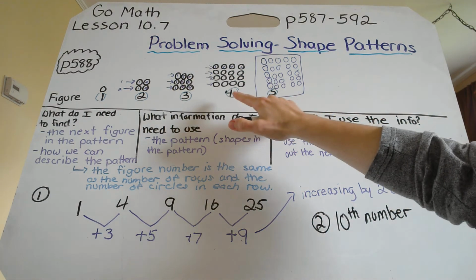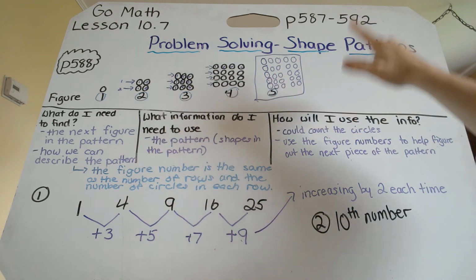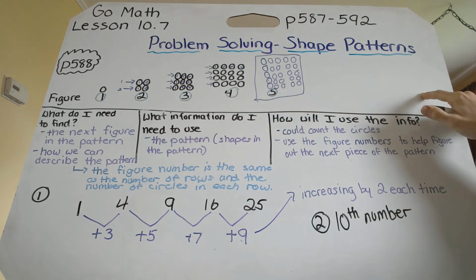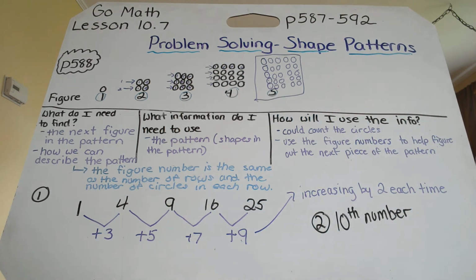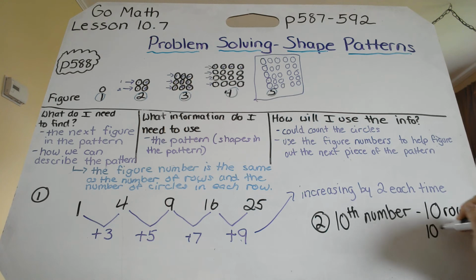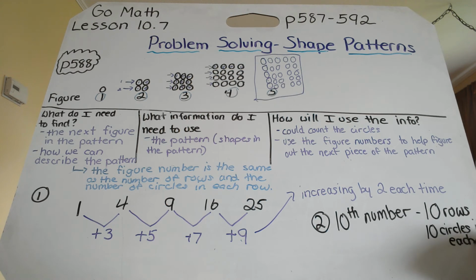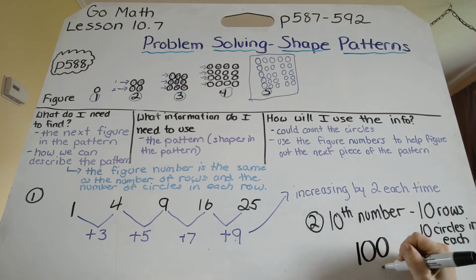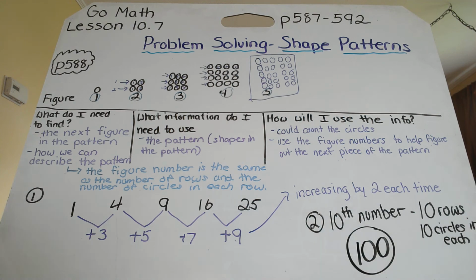If it's going up like this, 4 rows, 4 circles, 5 rows, 5 circles, 6 rows, 6 circles, 7 rows, 7 circles, 8 rows, 8 circles, 9 rows, 9 circles, it would be what? So the 10th number would be 10 rows and 10 circles in each. All right, ladies and gentlemen, so what's 10 times 10? If there's 10 rows and 10 circles in each. Yep. It would be 100. Your 10th number would be 100, as long as the pattern kept going like this, which it should.